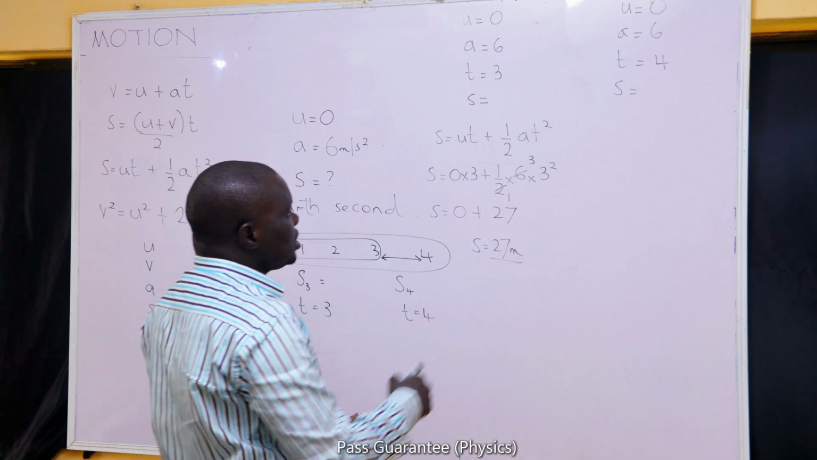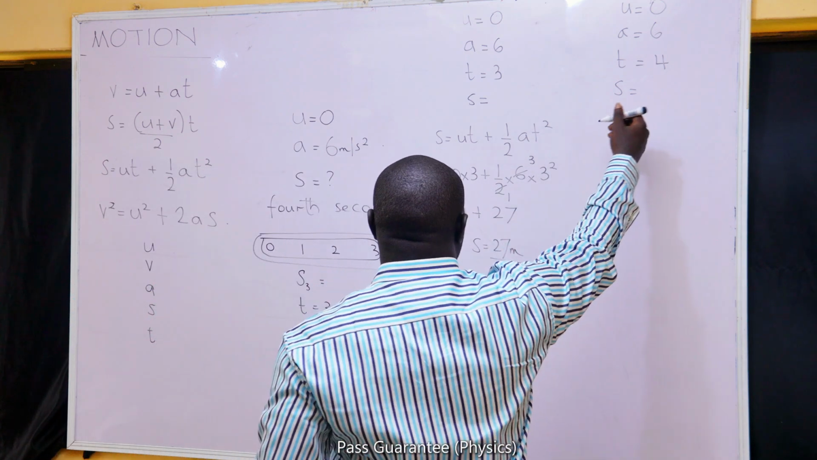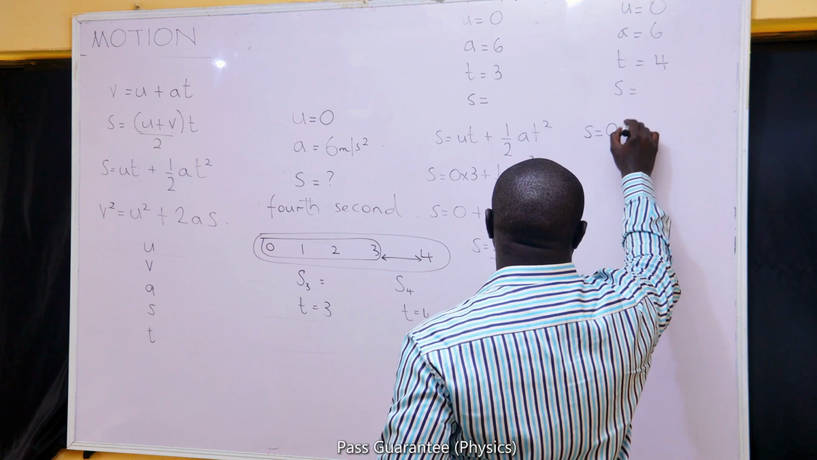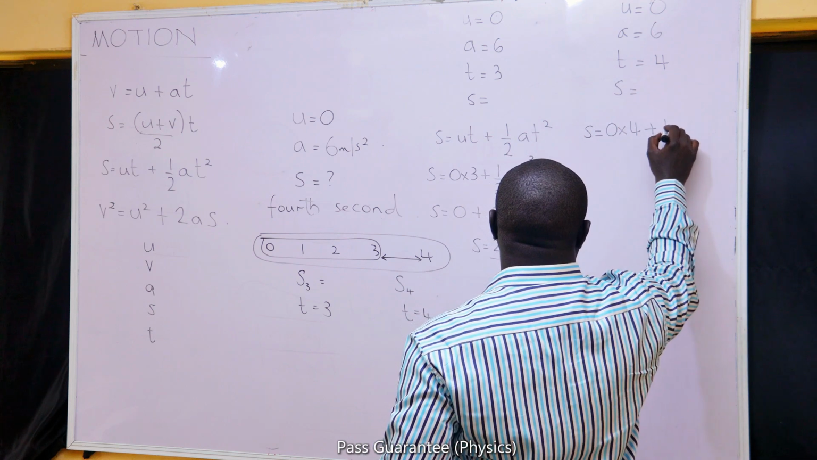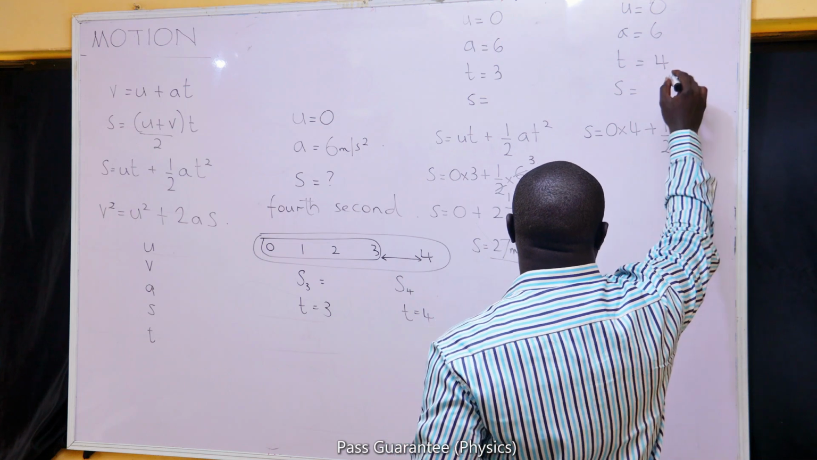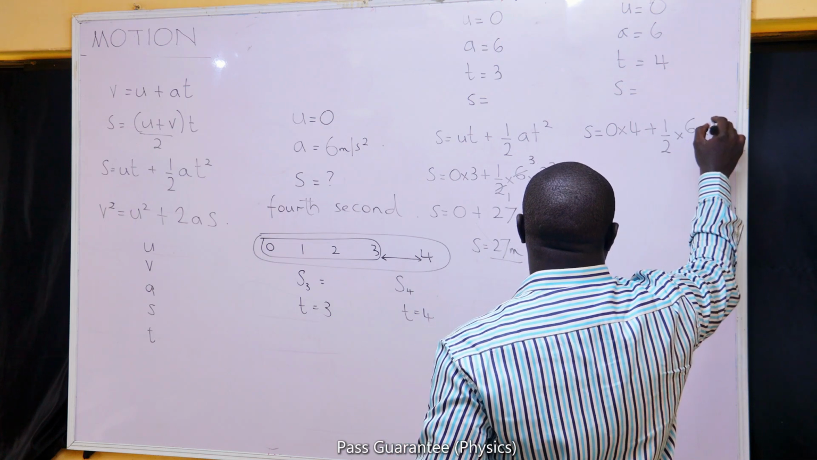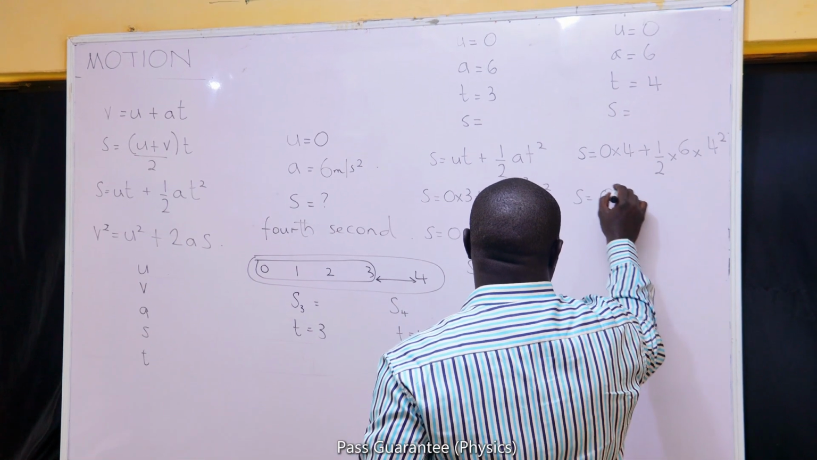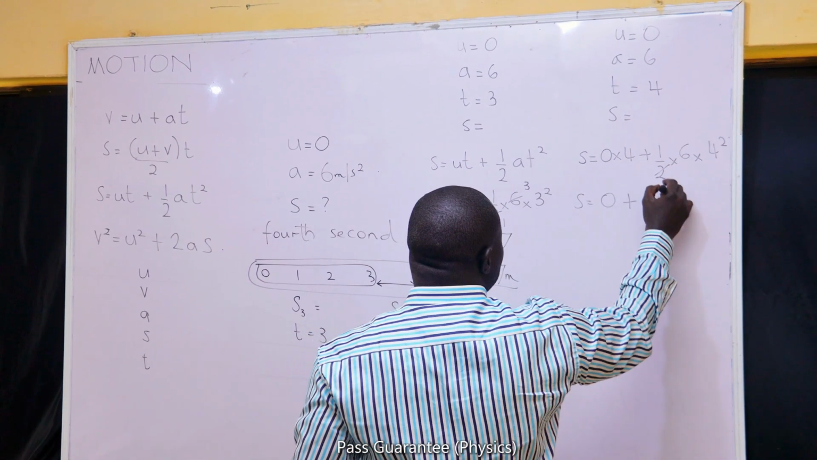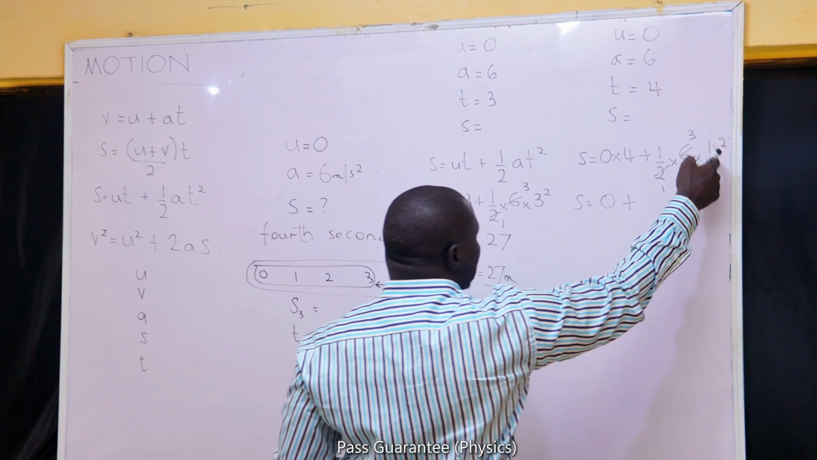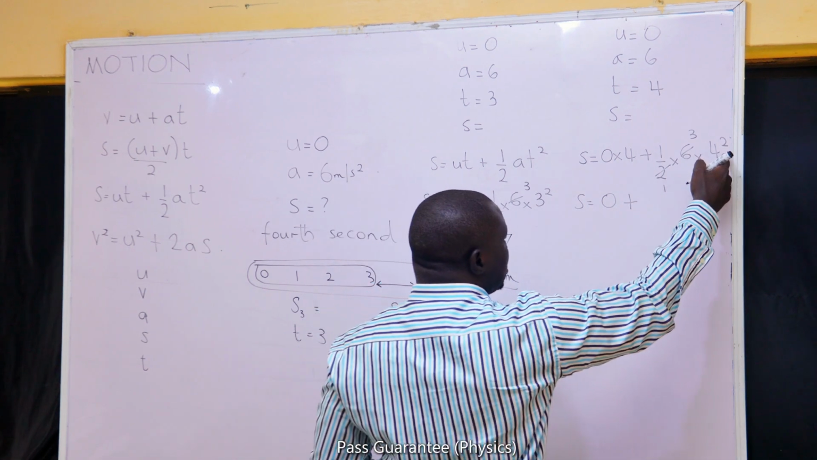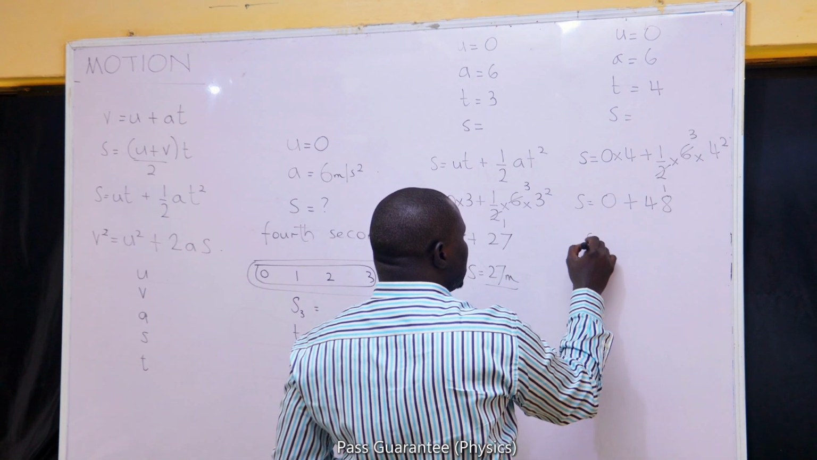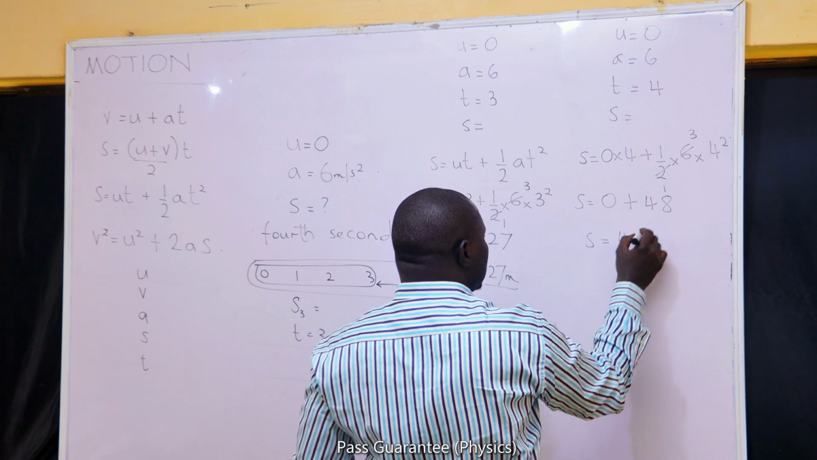If that is the case, I will find the distance traveled after 4 seconds. So that becomes s is equal to u, still 0, times t, 4, plus half times, what is my a, 6, multiplied by what is my time, 4 squared. So that should be s is equal to 0 plus half of 6 is 3, 3 times 4 squared. 4 squared is 16. 3 times 16 is 48. So the distance traveled after 4 seconds is 48 meters.